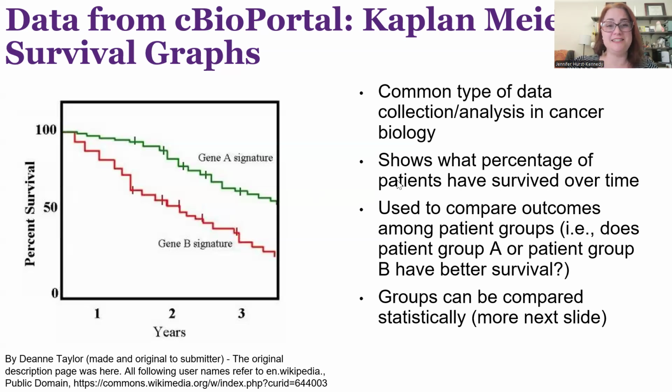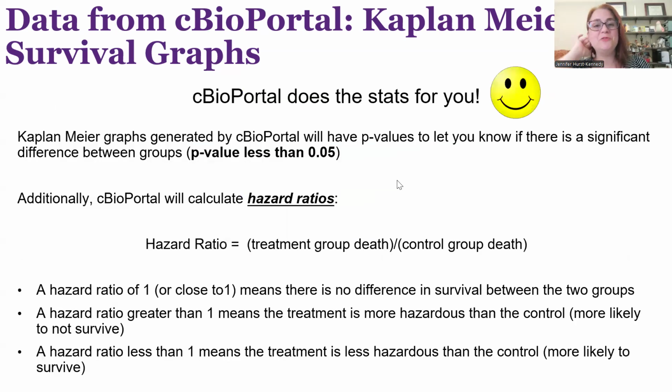So speaking of statistics, what is lovely about cBioPortal is that it will do all of the statistics for you. As you're generating these graphs, cBioPortal will calculate the p-values for you, so you can see if any of those differences are significant, so a p-value less than 0.05. Additionally, depending on if you have a sufficiently large data set, cBioPortal can also calculate hazard ratios for you.